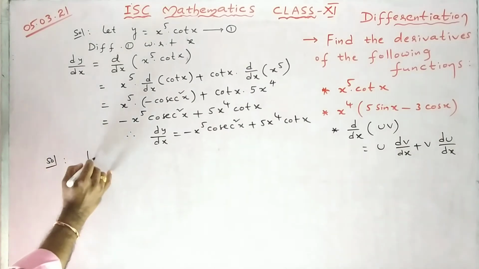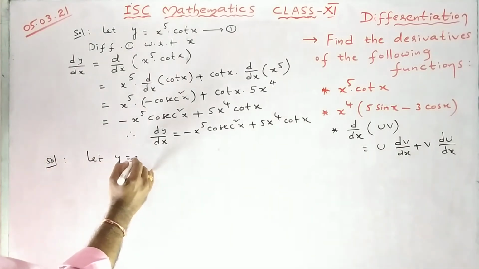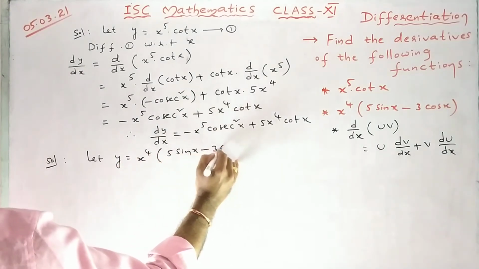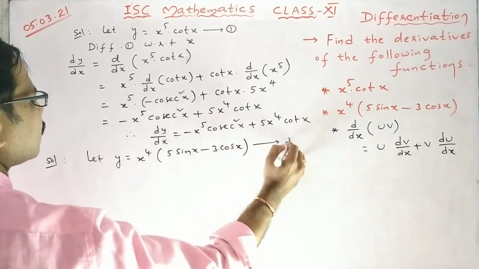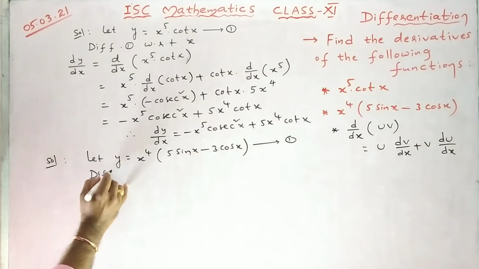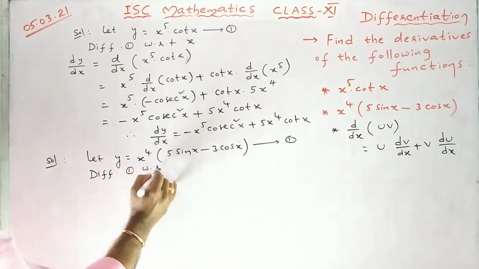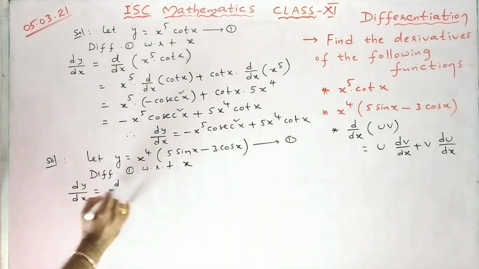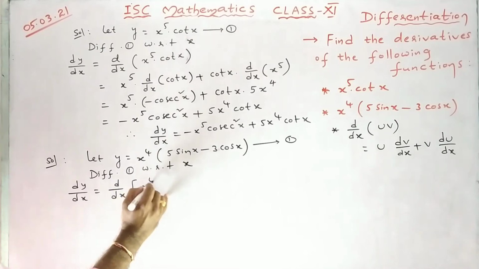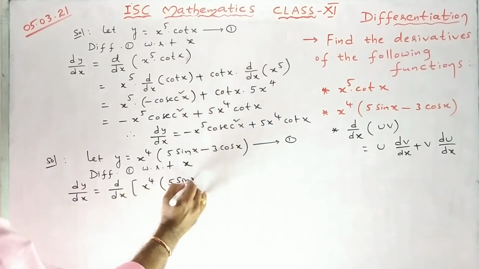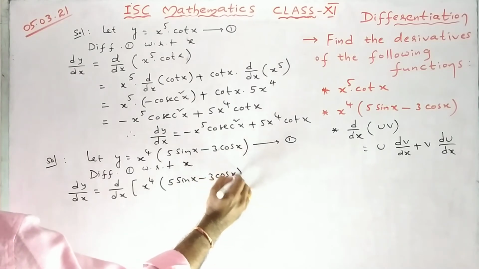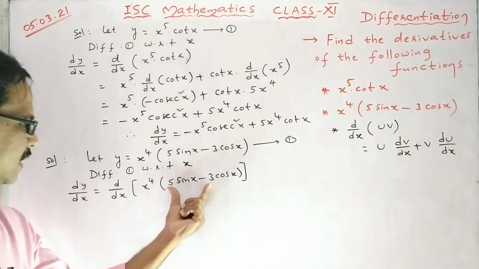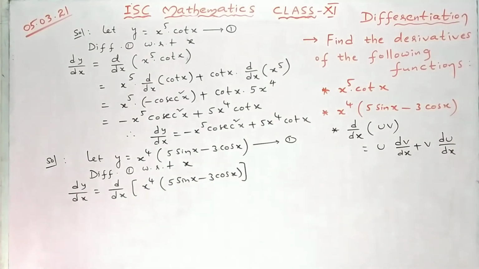Let y is equal to x to the power 4 into 5 sin x minus 3 cos x. Differentiating 1 with respect to x, so dy by dx equal to d by dx of x to the power 4 into 5 sin x minus 3 cos x. Here also we have two functions. X power 4 is the first function, 5 sin x minus 3 cos x is the second function.